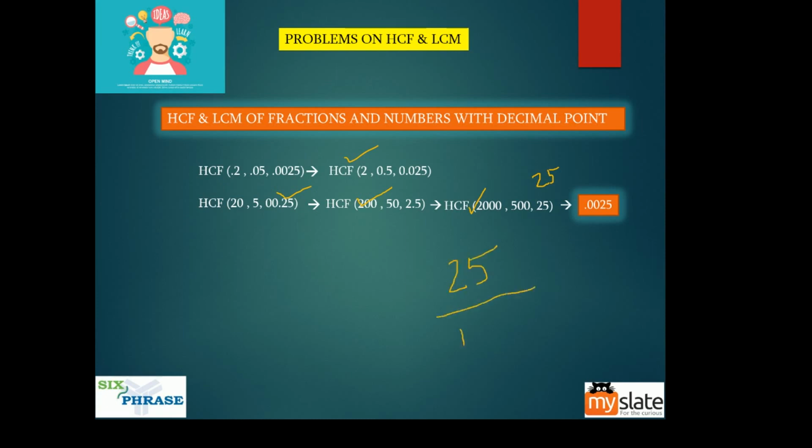Because you multiplied with 4 zeros, here was the first zero you multiplied with, here second zero, third zero, fourth zero. So because you multiplied it with 10,000, you have to divide the answer by 10,000 and your final answer will be 0.0025.